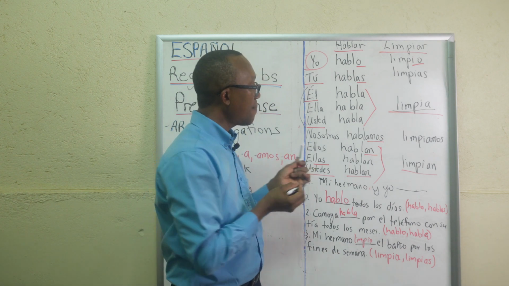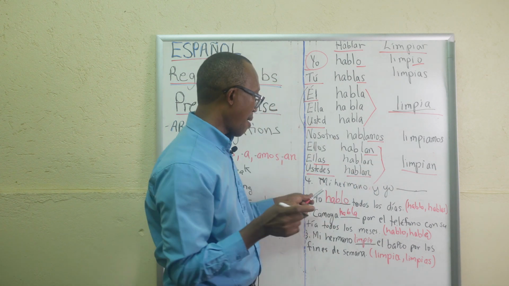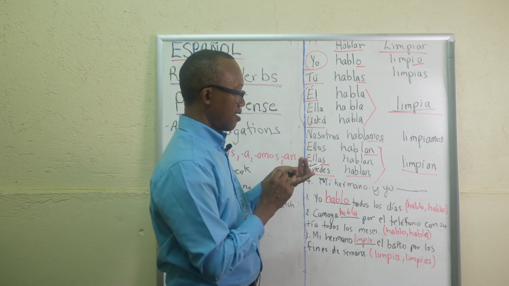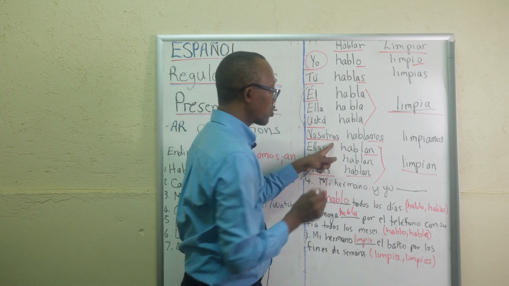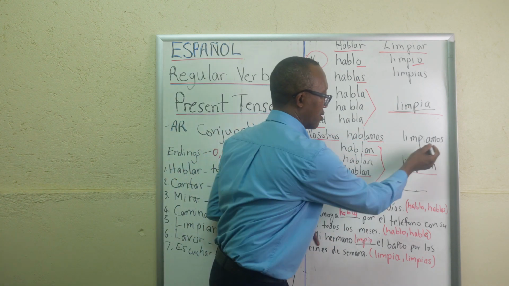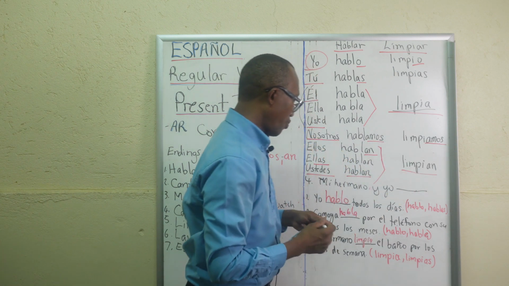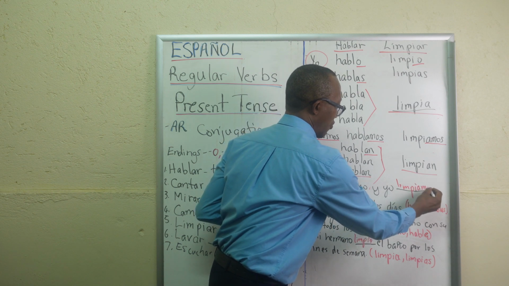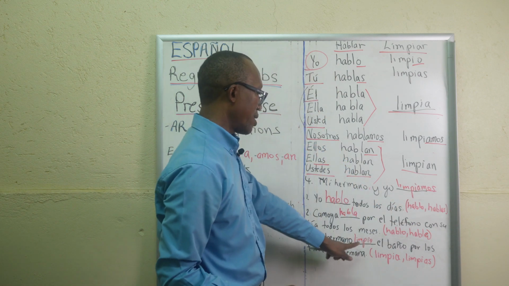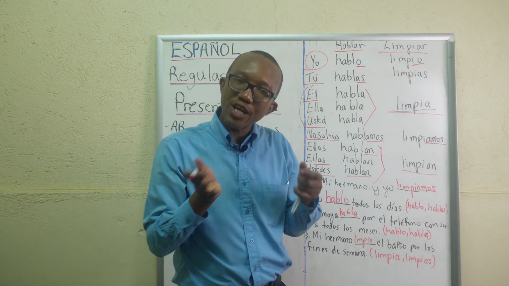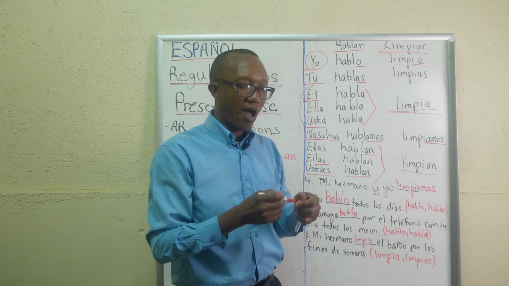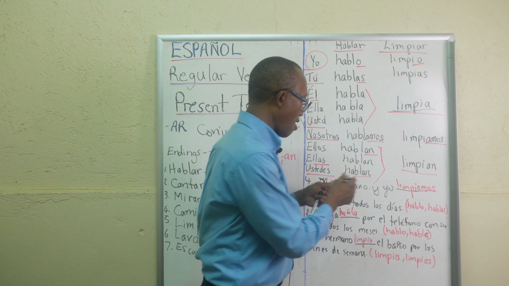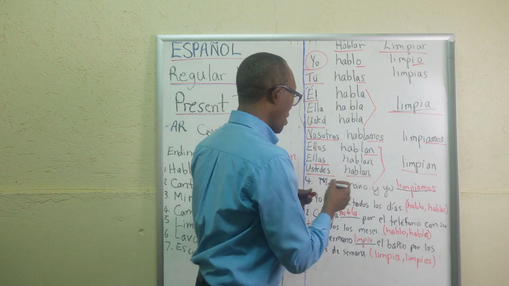Well, if you say limpian, you would be wrong because my brother and I translates to we. So it has to be the nosotros form, which we have amos. So I'll write limpiamos. A while ago, in number 3 we have limpia because it's my brother. But when I include myself along with my brother, then it's we, my brother and I. Mi hermano y yo limpiamos el baño, right?